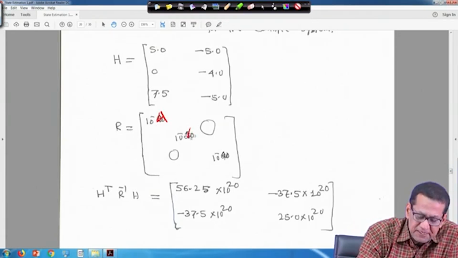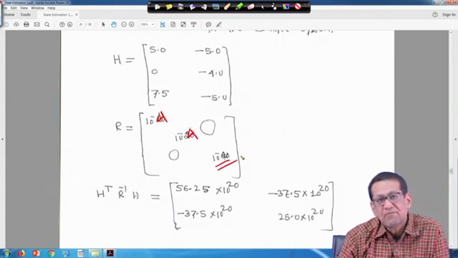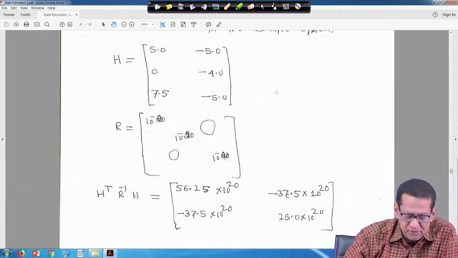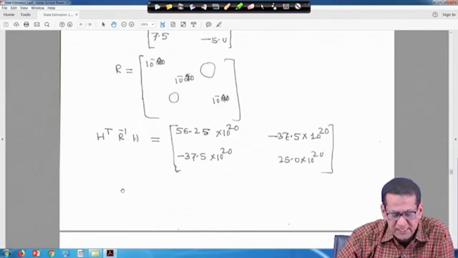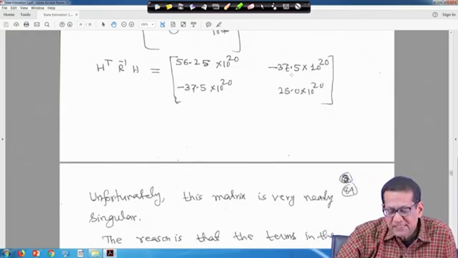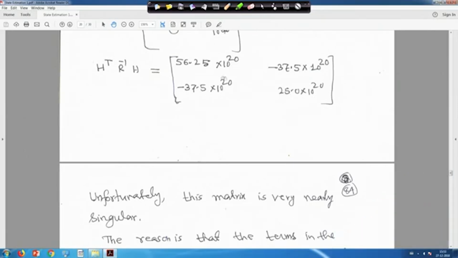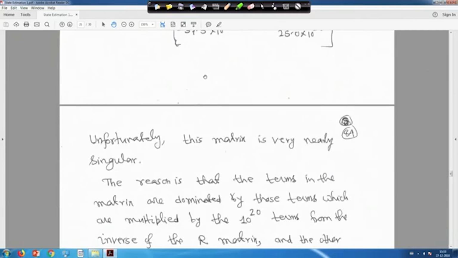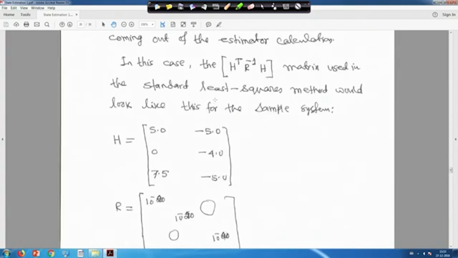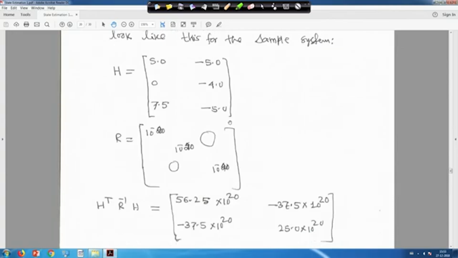So the entry will be 10 to the power minus 20. If we do so, then H transpose R inverse H will be something like this: 56.25 into 10 to the power 20, minus 37.5 into 10 to the power 20, minus 37.5 into 10 to the power 20, and 25 into 10 to the power 20. These values are very large. Unfortunately, this matrix is very nearly singular. Singular means its inverse may not exist, and ultimately you have to calculate this inverse.